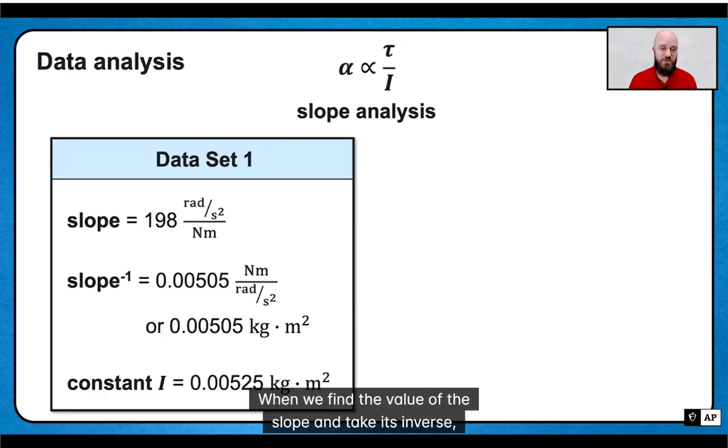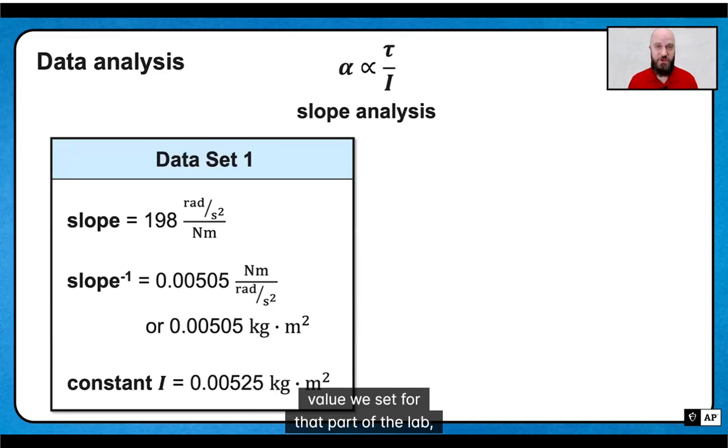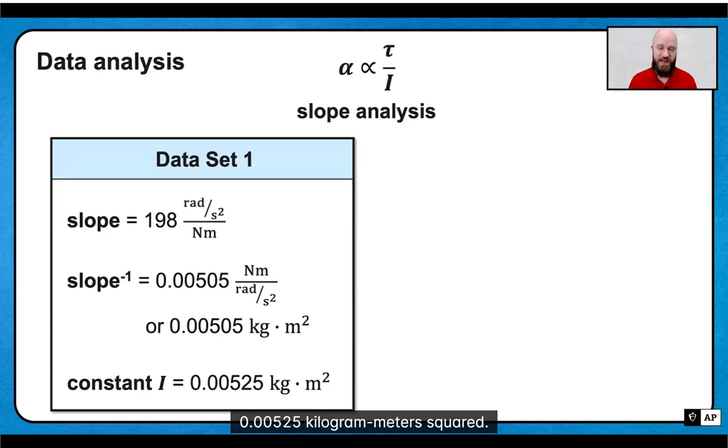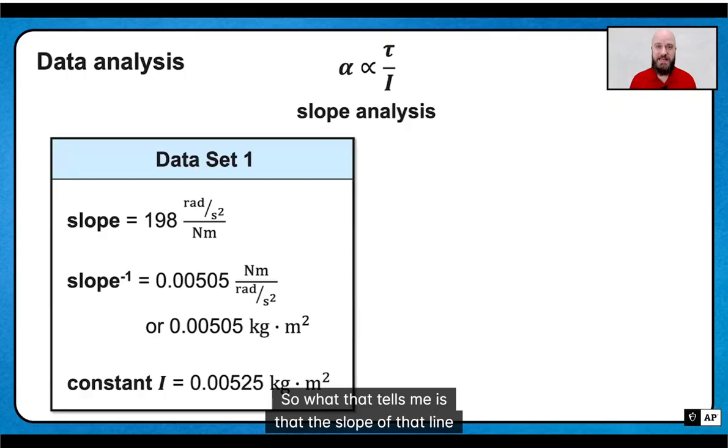When we find the value of the slope and take its inverse, we find the value is 0.00505 kilogram meters squared. That's remarkably close to the constant rotational inertia value we set for that part of the lab, 0.00525 kilogram meters squared. So what that tells me is that the slope of that line is, in fact, the inverse of the rotational inertia.